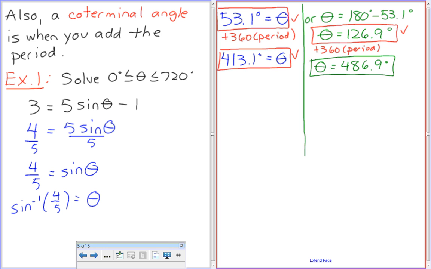Now, again, these are all good. They're all in our domain. When do I stop? When I go over 720. Okay, so if I add 360 to this one again, what is that? 846.9, which is too big.